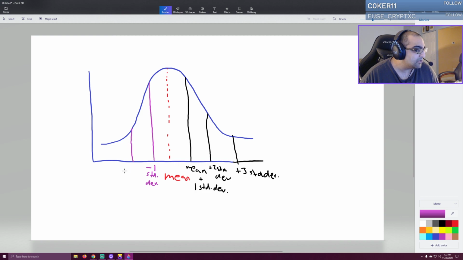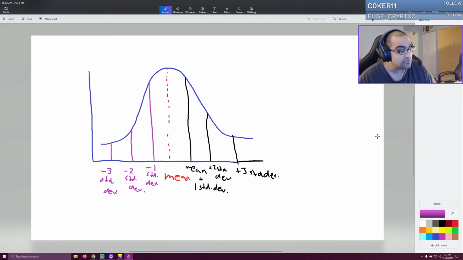All right, we can go minus two standard deviations. Or heck, we can even go minus three standard deviations. Okay, so this is what a normal distribution curve kind of looks like. You can chop that up into little categories there. You can go plus one, plus two, plus three standard deviations to the right, or minus one, minus two, minus three standard deviations to the left.